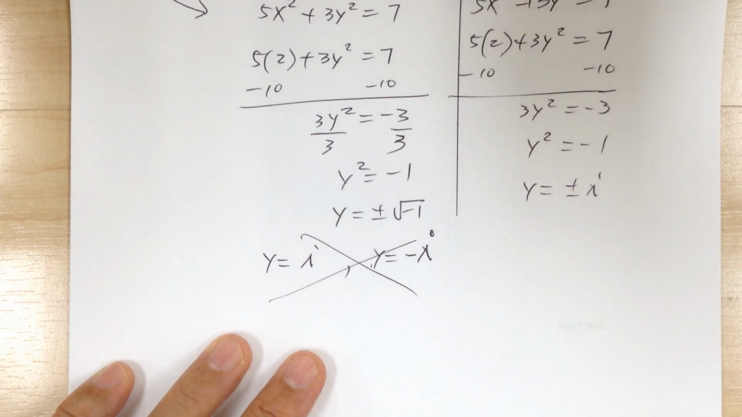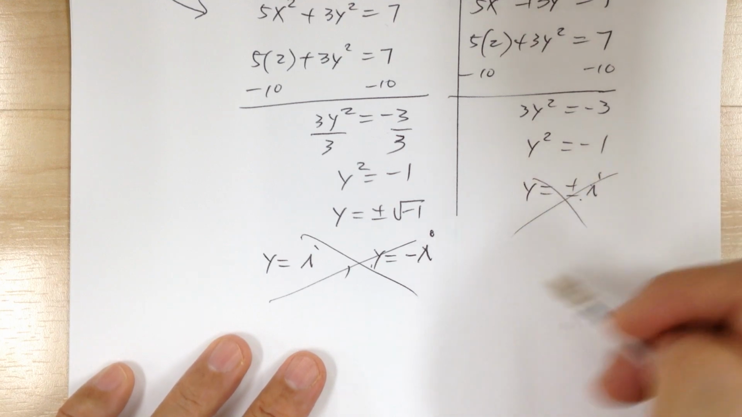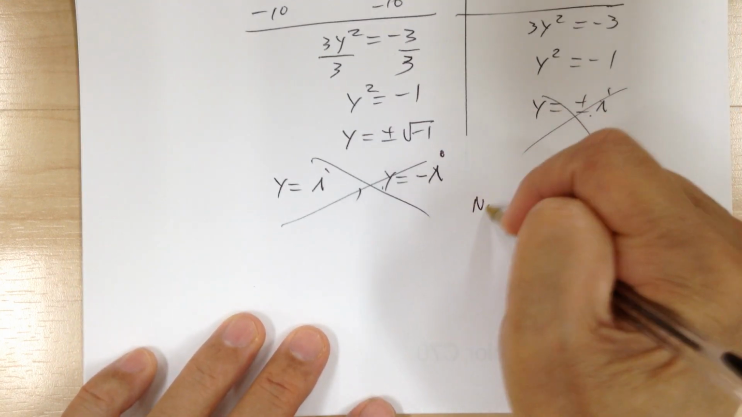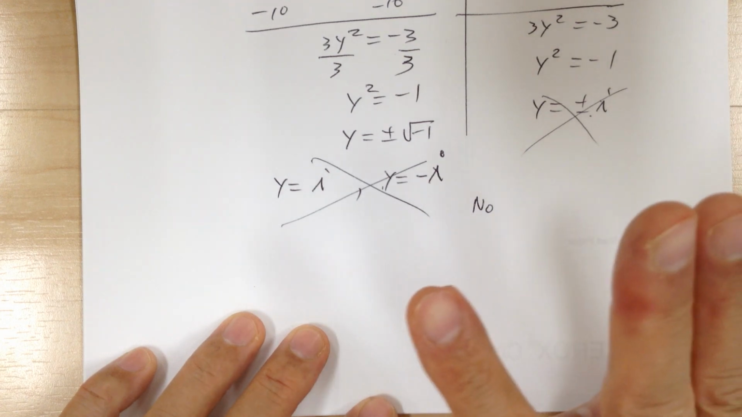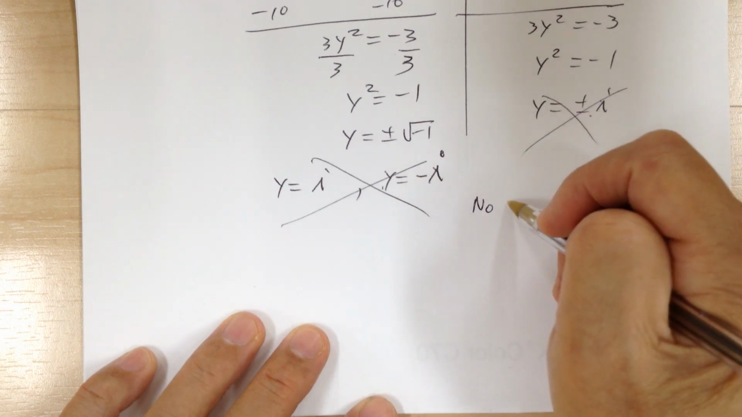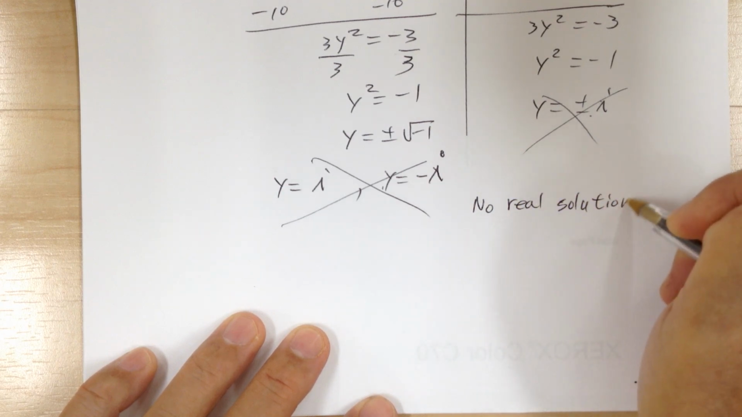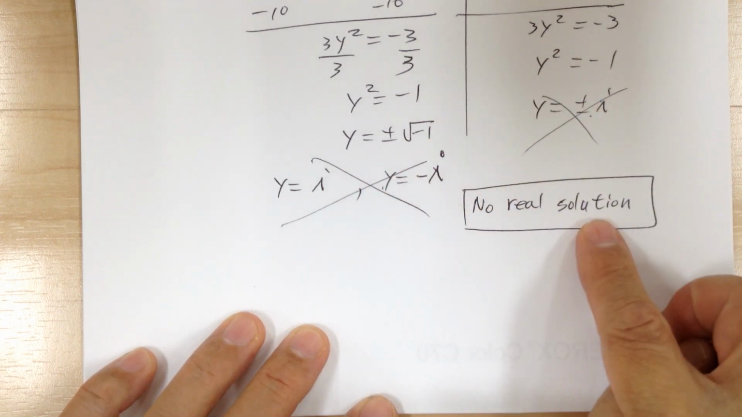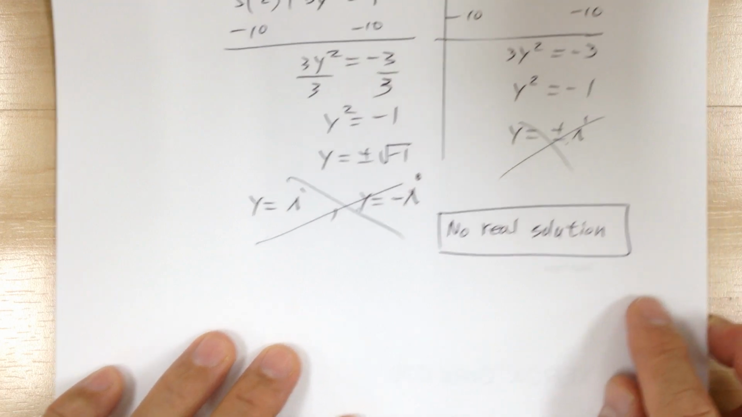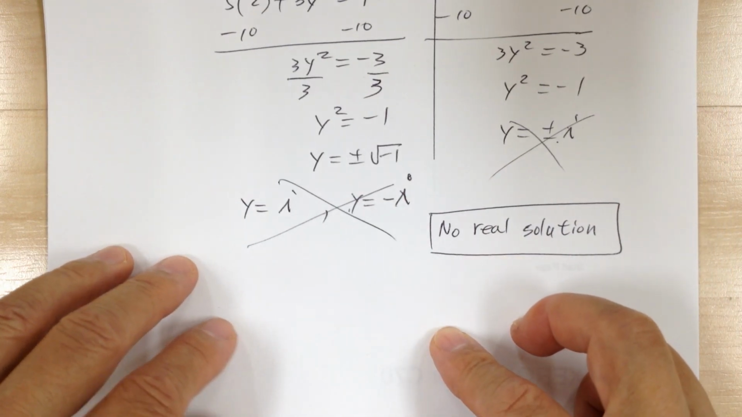But again, the instruction says find the real solution. So again, this is an imaginary solution, so that's no good. So the answer would be no real solution. Don't write no solution, because that's not true. There are 4 imaginary answers, but no real solution, because the instruction only asks you to find real solutions. So make sure you pay close attention to the instruction. Okay, let's go to the next one.